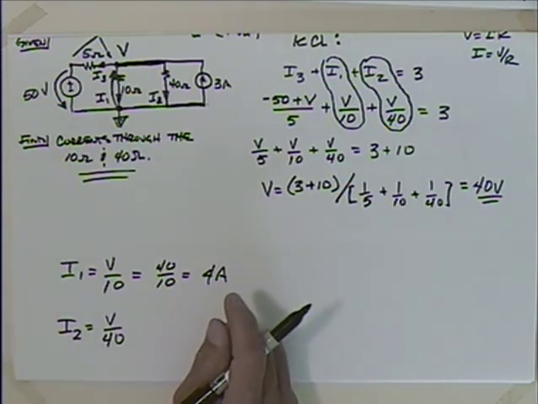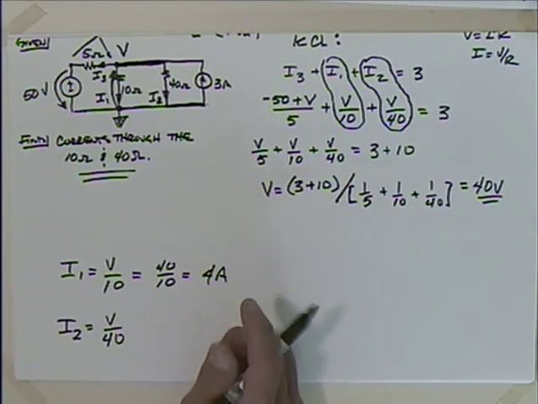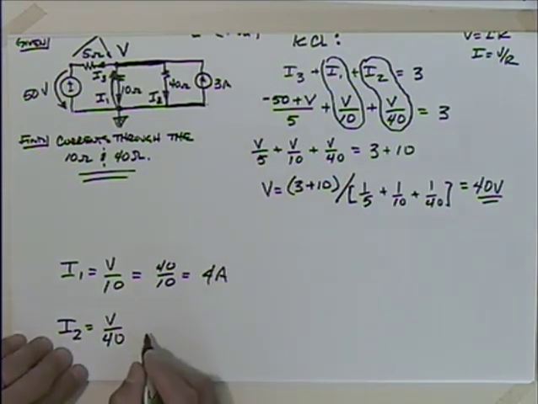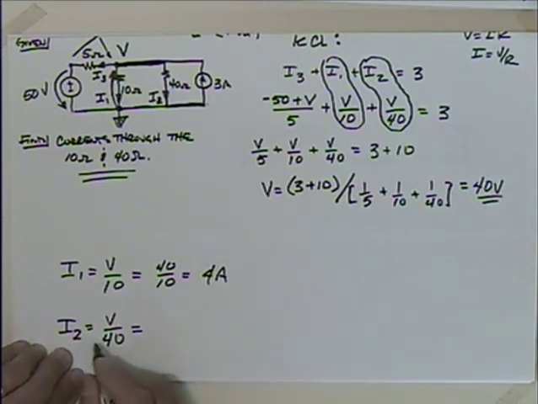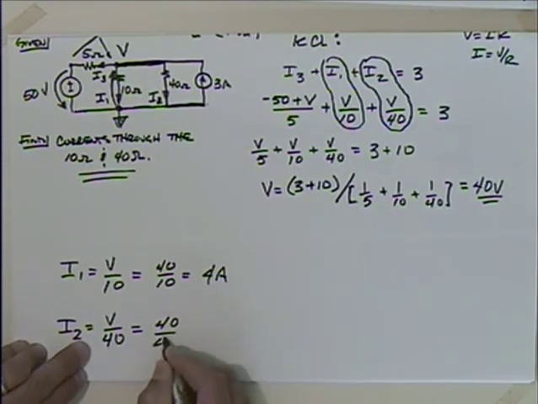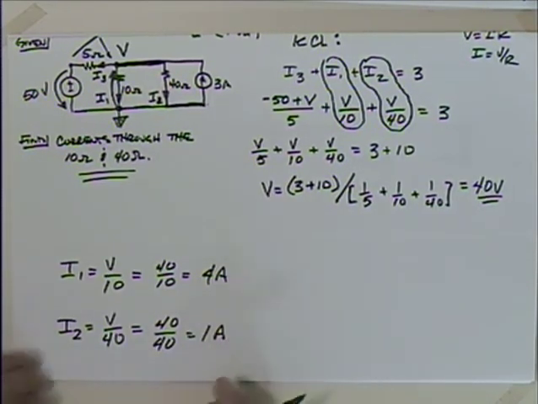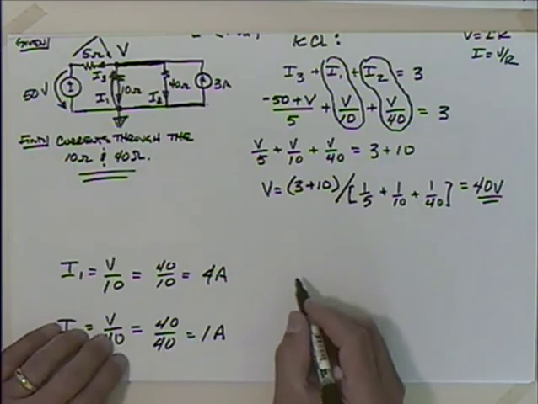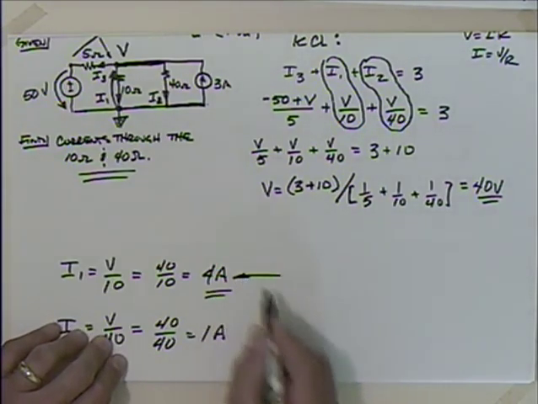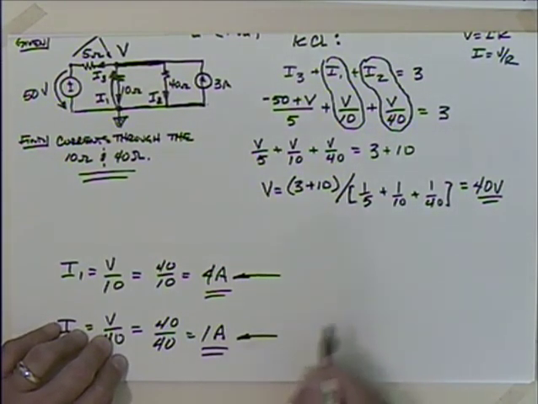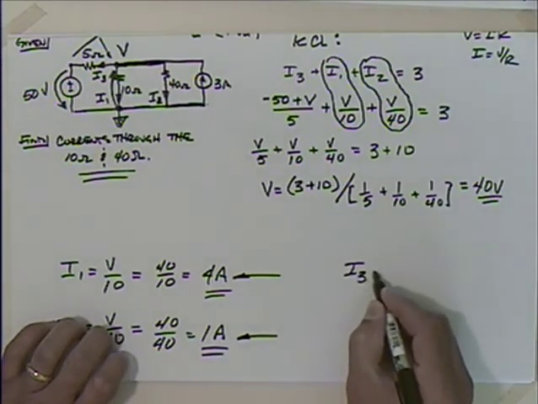So this turns out to be 40 over 10, which is 4 amps. Okay. Double check that with my notes. Yeah. And this one turns out to be equal to 40 over 40, which is 1 amp. Again, double check that with my notes. Yep. So we've got 4 amps and we have 1 amp there. I mean, if we wanted to, we could figure out I3. I mean, these are our answers. We've answered the problem here. But if we wanted to look at I3, what would I3 be equal to?